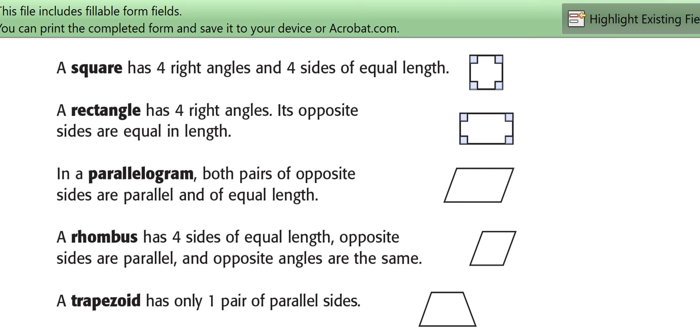And lastly, a trapezoid only has 1 pair of parallel sides. That's the top and the bottom are parallel. Or if you have a shape that looks like this, the left side is parallel to the right side. Just 1 pair, that's it.